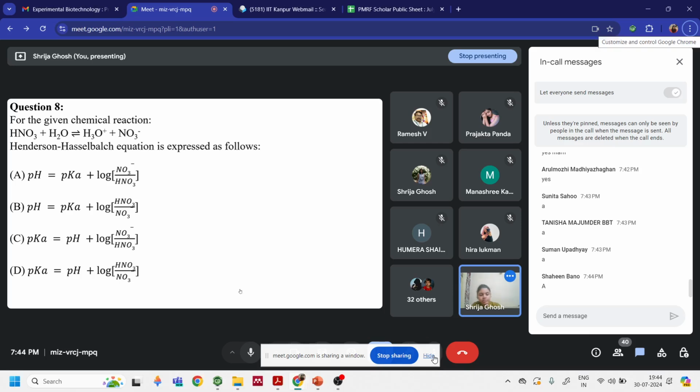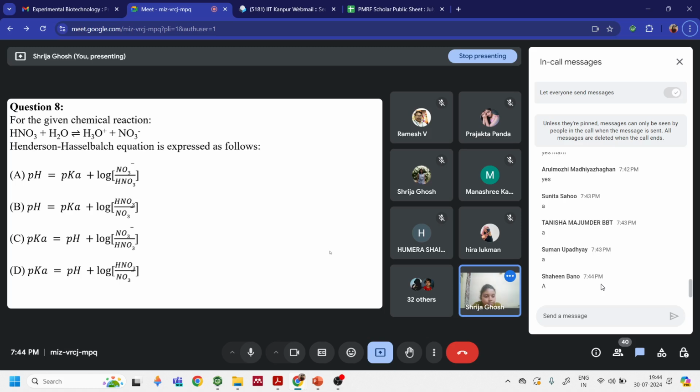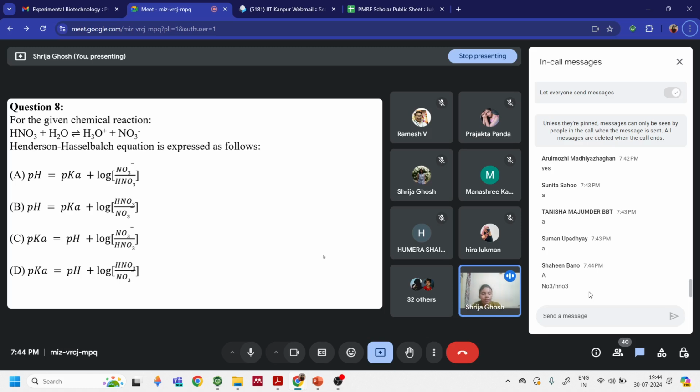Let's see. Yeah, we have answers from 4 people. Everyone says A. Option A, pH is equal to pKa plus log of NO3 minus divided by HNO3. Yes, that is the correct answer.